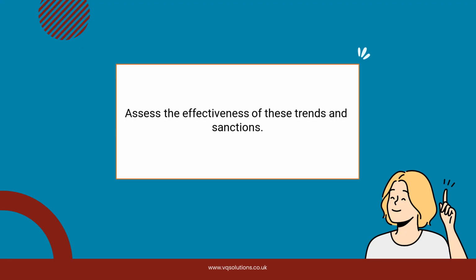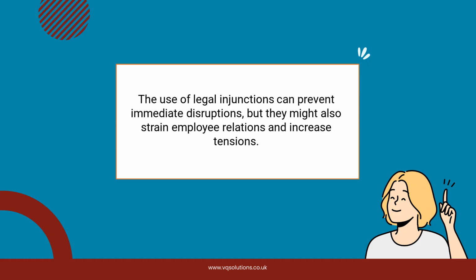In your critical evaluation, assess the effectiveness of these trends and sanctions. Shorter strikes may be less disruptive in the long term, but they are often highly strategic and harder to predict. The use of legal injunctions can prevent immediate disruptions, but they might also strain employee relations and increase tensions. Sanctions and conflict management strategies must balance maintaining productivity with respecting employee rights.